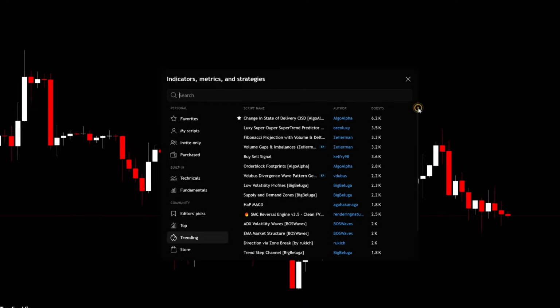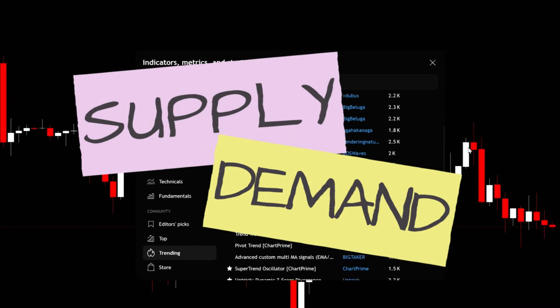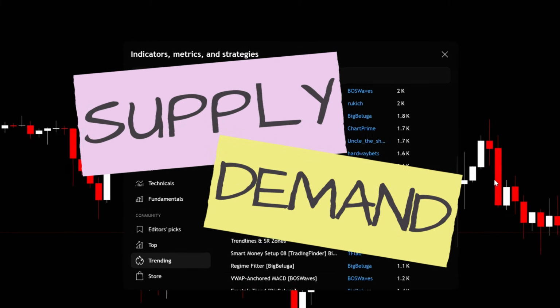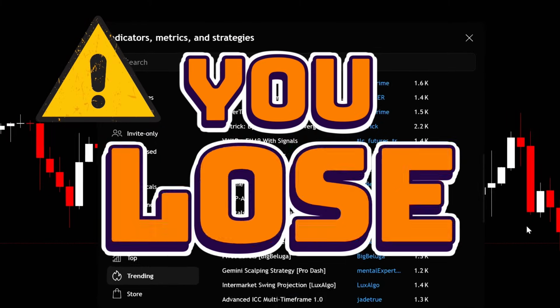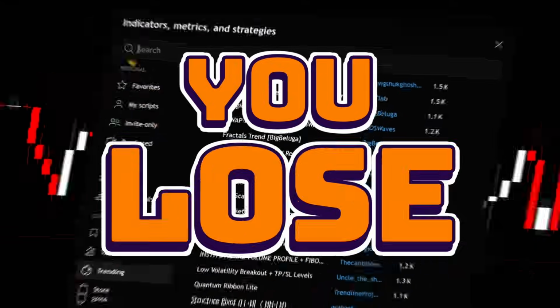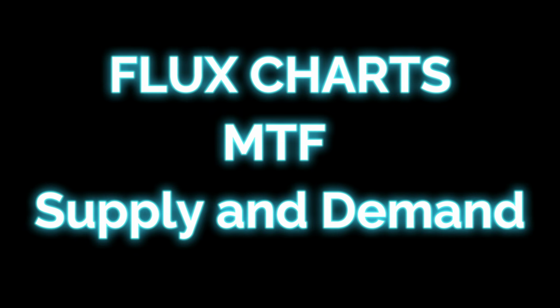On TradingView, there are countless indicators claiming supply and demand in real time. Most of them do basically the same thing, and most of them fail the exact same way when market context is ignored. Now, there's one indicator that stands out, the Flux Chart's MTF supply and demand indicator. And no, that doesn't mean it magically fixes bad trading.